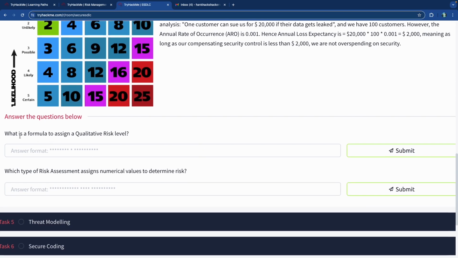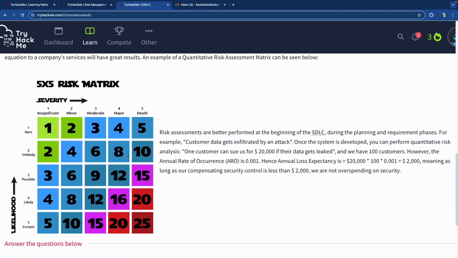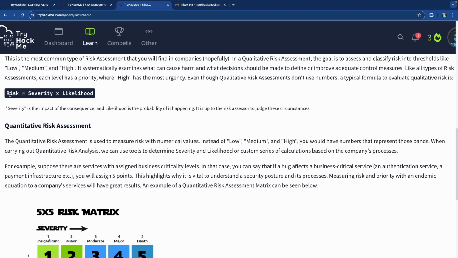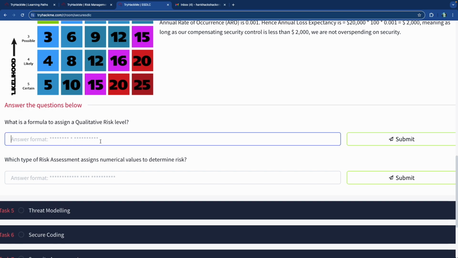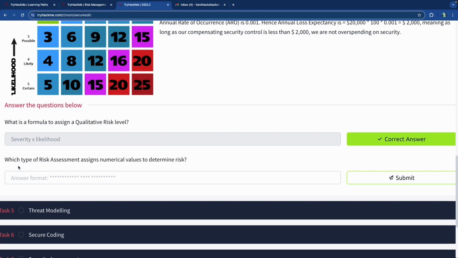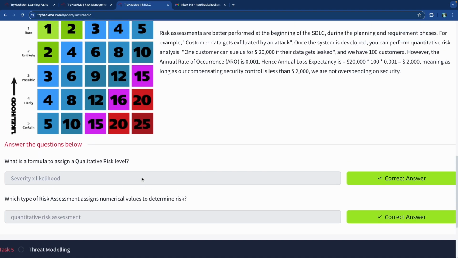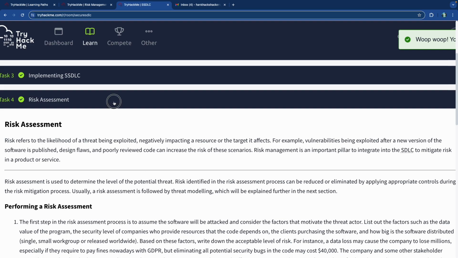So the question is, what is a formula to assign a qualitative risk level? The formula to assign a qualitative risk level is: risk equals severity times likelihood. And I'm just going to paste that. Actually, I think I just need to do severity times likelihood. And then, which type of risk assessment assigns numerical values to determine the risk? That is quantitative risk assessment. And there we go.